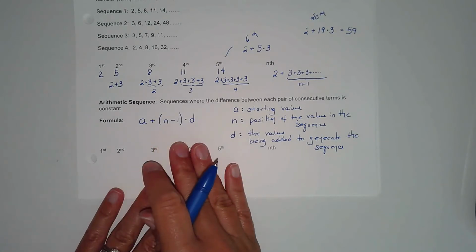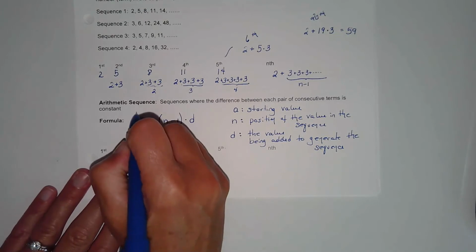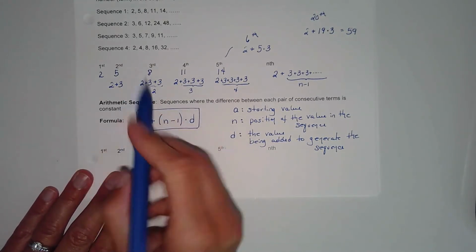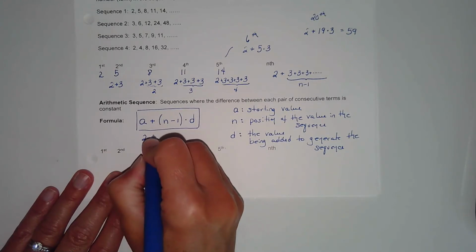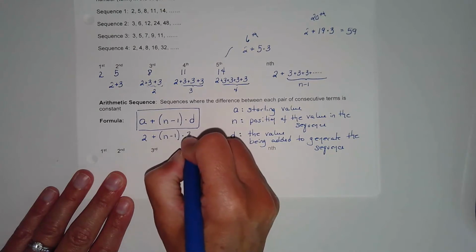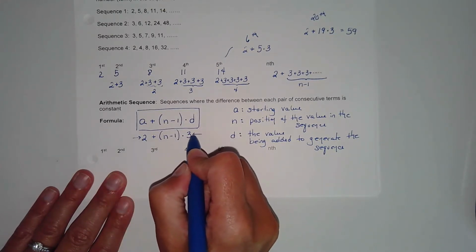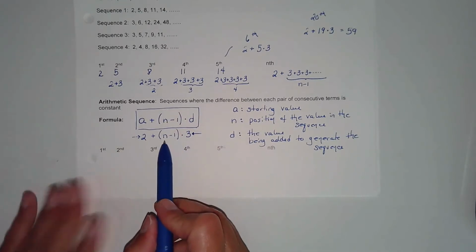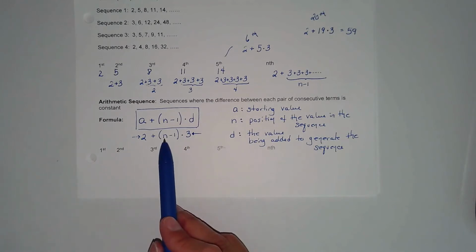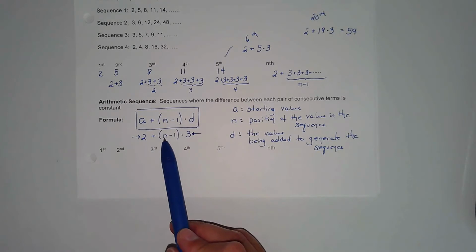So this problem up here, upstairs, is the general formula, but to fill in the missing pieces for that sequence, it would be 2 plus n minus 1 times 3. You need to fill in the starting value and the number that you're adding. And then n is going to be presented in the problem. They'll say, what's the 20th term of the sequence? So n would be 20. What's the 500th term of the sequence? So n would be 500.